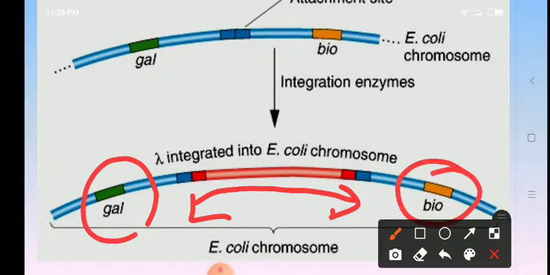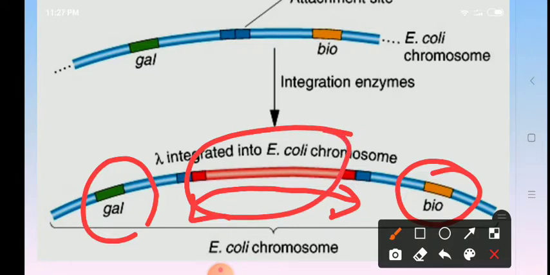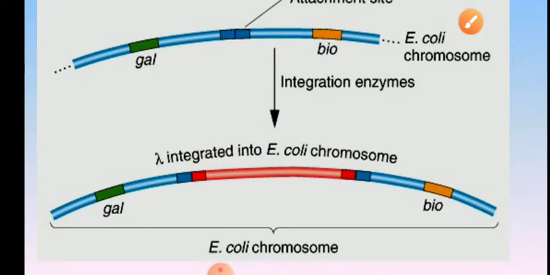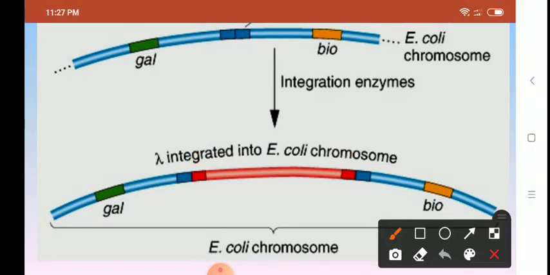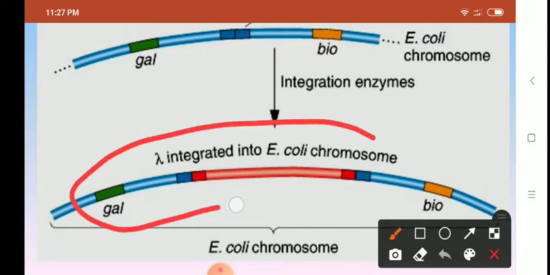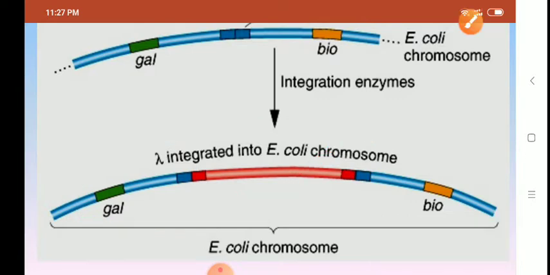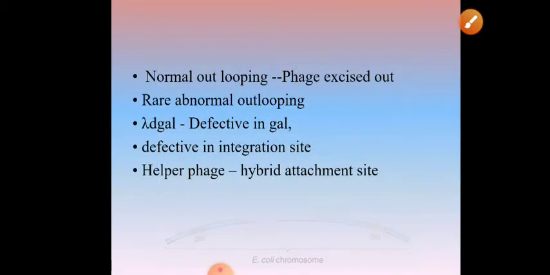Now when this lambda DNA separates properly, it will be removed or excised because of induction. But if there is a mistake in excision, the lambda DNA will carry with it the galactose gene, leaving a part of lambda DNA in the E. coli chromosome. Why do we say only a few genes are transferred? Because only genes adjacent to the lambda DNA are taken up by the lambda DNA by mistake.